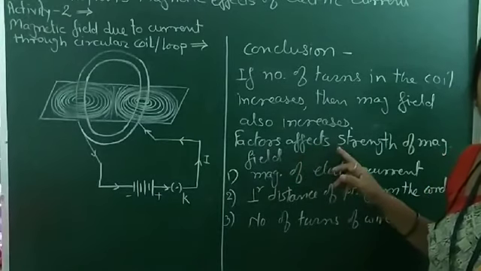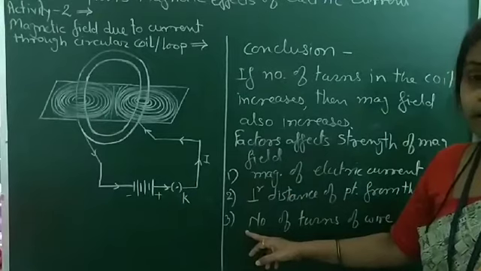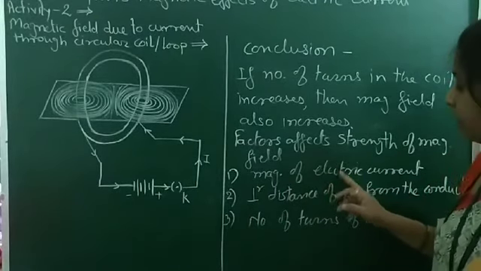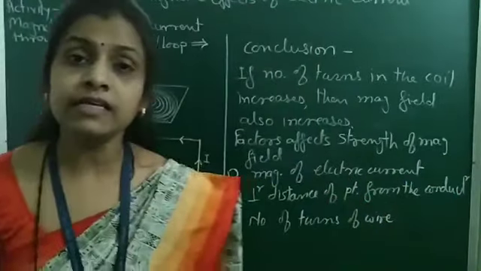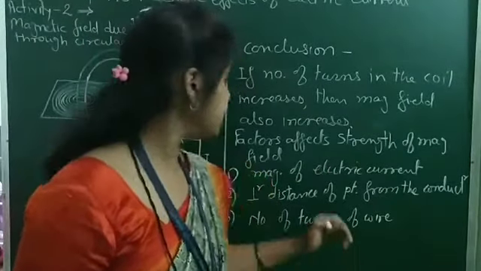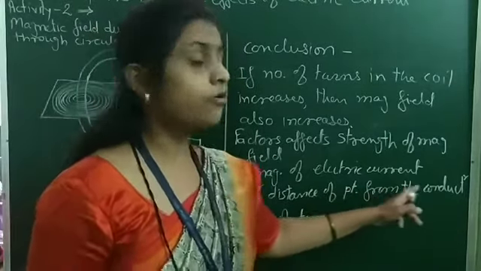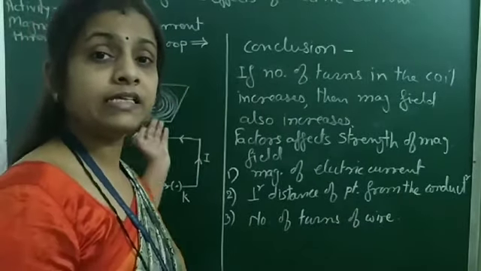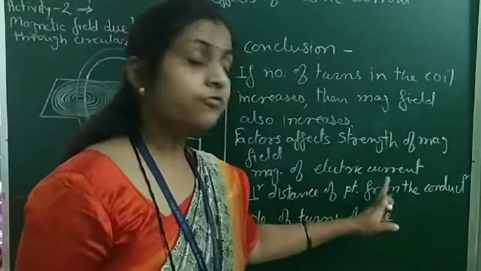Means the strength of the magnetic field may increase or decrease because of these three factors. First is the magnitude of electric current. If we increase the electric current, then the magnetic field increases. If we decrease the electric current, then the magnetic field decreases. Then second is the perpendicular distance of a point from the conductor. If we move away from the conductor, then the magnetic field decreases, and if we move towards the conductor, then the magnetic field increases.